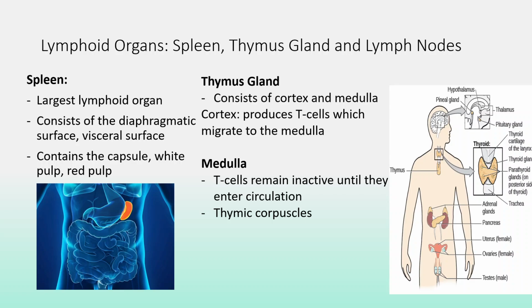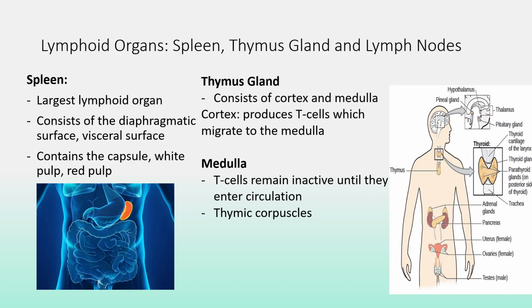Now we have the lymphoid organs. These include the spleen, the thymus gland, and the lymph nodes. The spleen is the largest lymphoid organ, and it consists of the diaphragmatic surface as well as the visceral surface, where vessels enter and leave. The spleen also contains the capsule and the white and red pulp. The red pulp's function, for example, is that it stores platelets. Whenever a person experiences extreme trauma where there's a lot of blood loss, the platelets are released so that clot formation can happen, so that the person does not bleed to death.